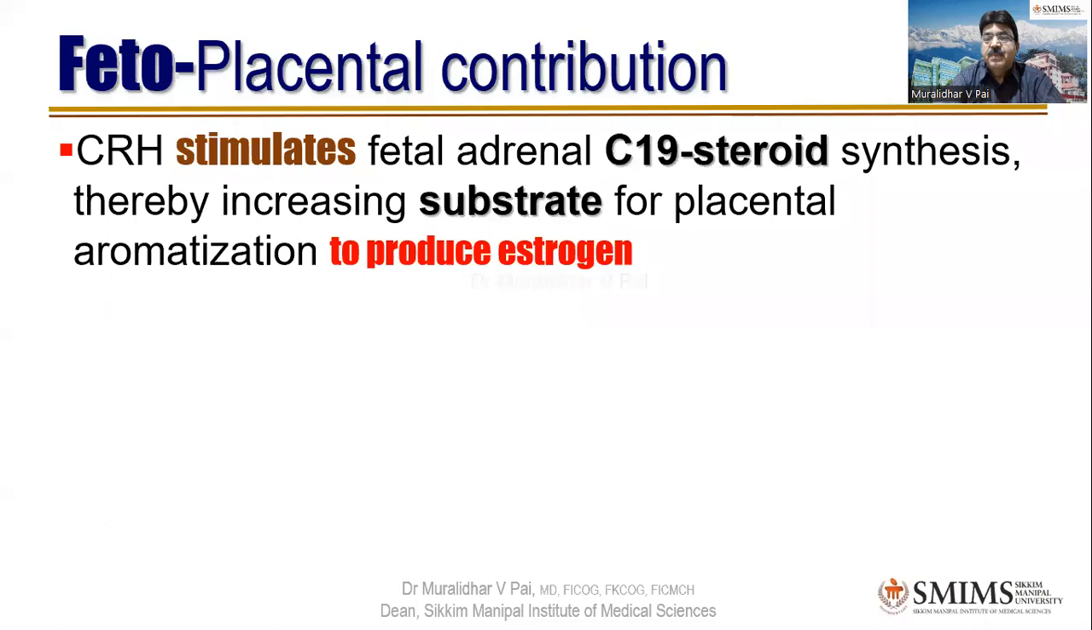The fetal adrenal secretes C19 steroid, and that is a substrate for the estrogen. And who does that production? Placenta, through aromatization. So that's why slowly estrogen levels increase and progesterone levels decrease. And CRH also makes sure that uterine muscle fibers get excited, and it will do all that is necessary by increasing calcium levels inside the muscle, by decreasing the cyclic AMP. So everything is now in place.